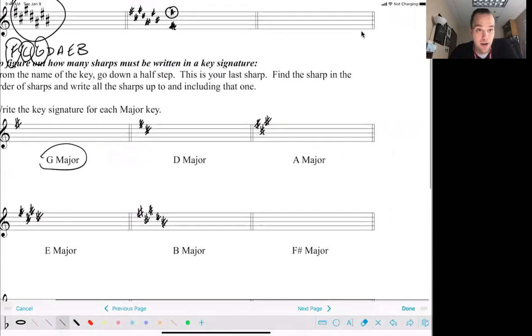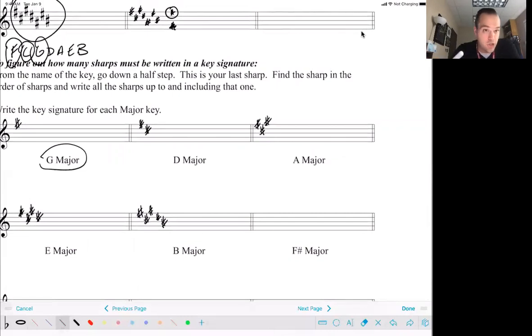And then F sharp major, I go down a half step. That would be E sharp. So I've got to go all the way to E. So I'm going Father Charles goes down and ends. And that's where I've got to be for F sharp major, 6 sharps.